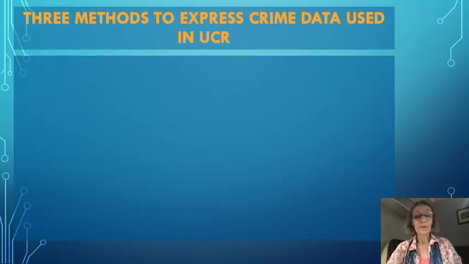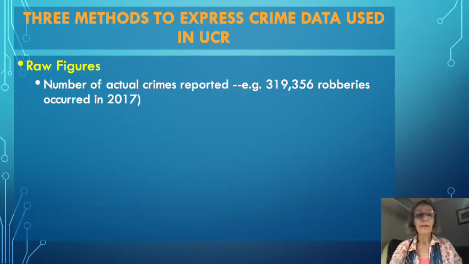Okay, so the last thing we're going to talk about with the Uniform Crime Report are the three methods that the Uniform Crime Report uses to express crime data. And this isn't unique to the Uniform Crime Report. The National Crime Victimization Survey, as well as other tools for reporting crime, will use these same sorts of methods. So one thing that the Uniform Crime Report does is report the raw number of crimes that took place in the United States. So it gives you a raw figure. The raw figure is the number of actual crimes that have been reported to police.